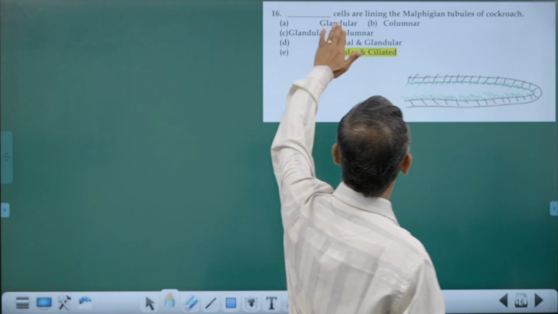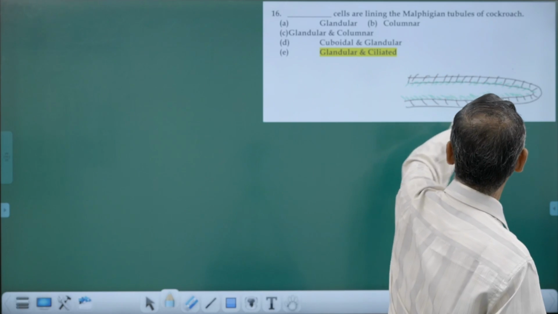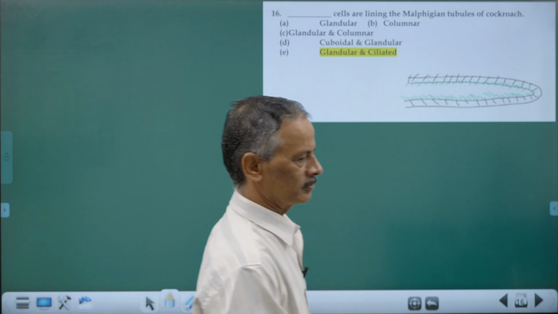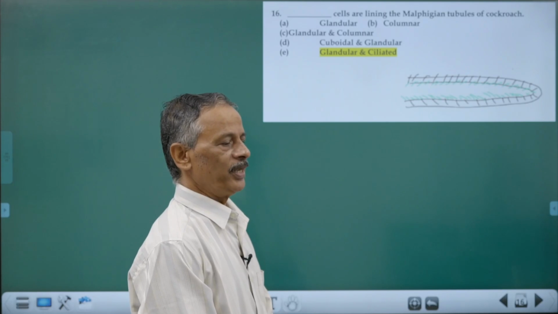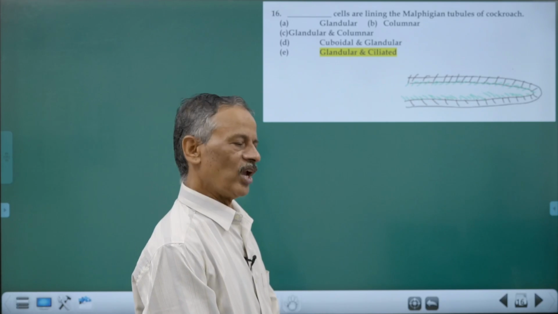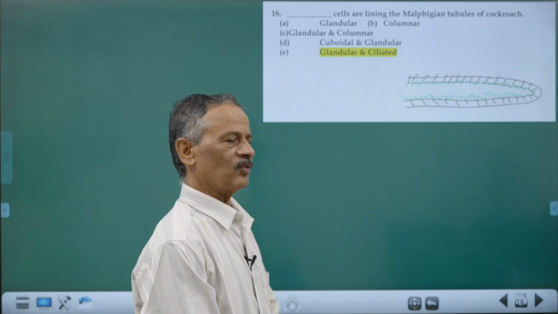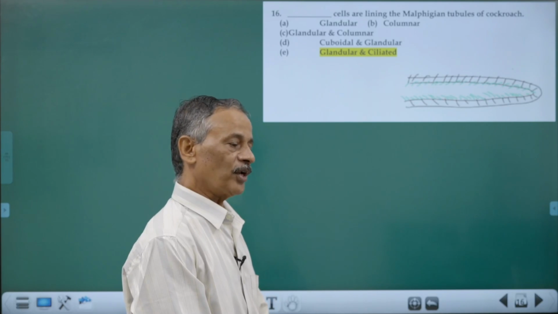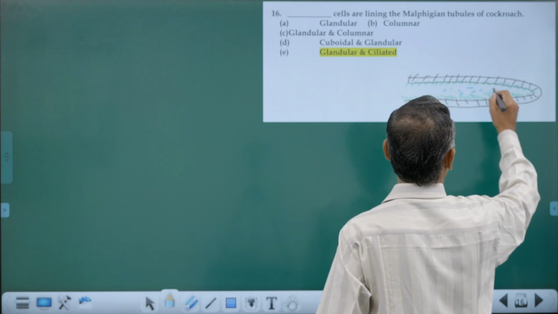Cells are lining the Malpighian tubules. What type? They are all ciliated and glandular. These ciliated and glandular cells will be absorbing waste material from the surrounding fluid. Okay, ammonia and other waste materials are absorbed and converted into uric acid and secreted into this space.